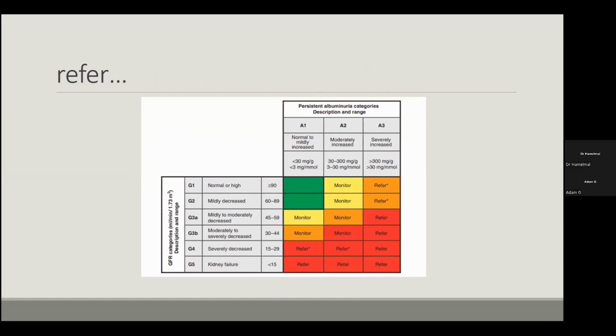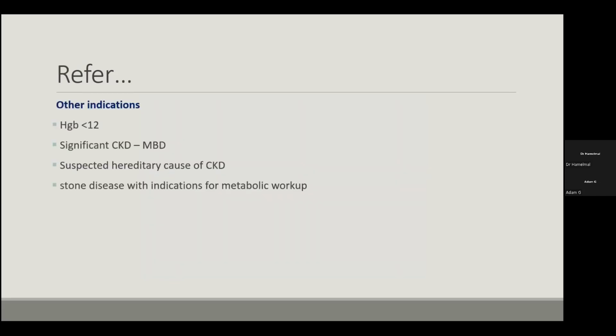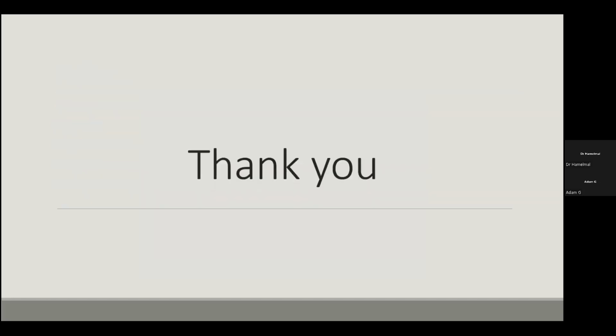This is the KDIGO recommendation, more or less what I said. Any patient with severely increased albuminuria or proteinuria and above stage 3A CKD should be referred to a nephrologist. This is the albuminuria criteria. Other indications: hemoglobin less than 12, significant CKD-MBD, and suspected hereditary cause of CKD should be better managed, and screening should be done, with nephrologists. Stone disease with indications for metabolic workup should also be referred.